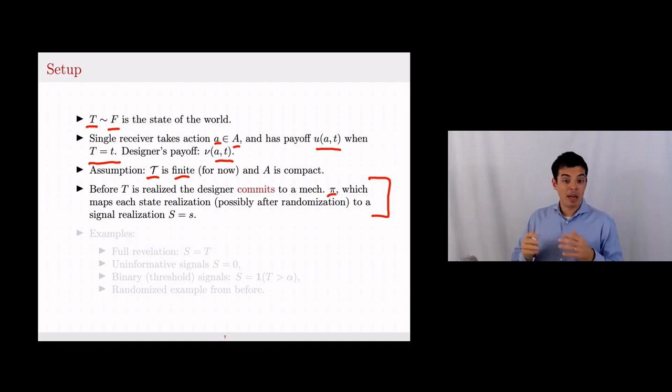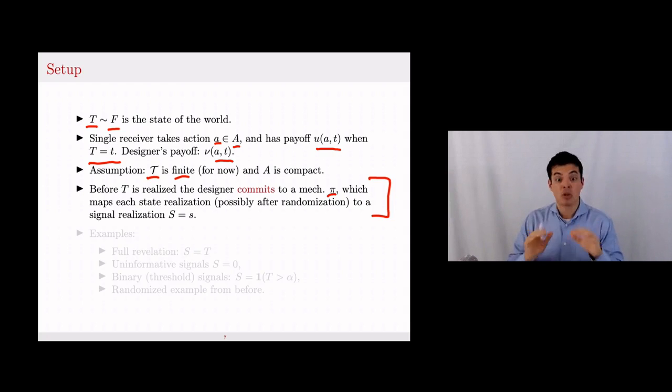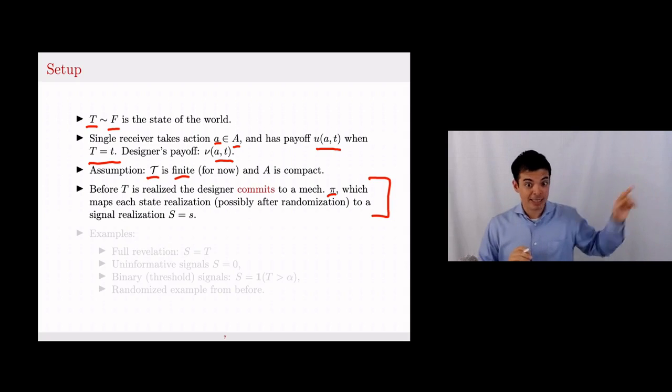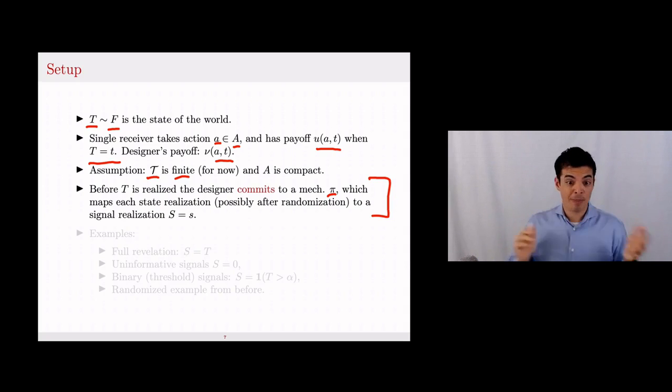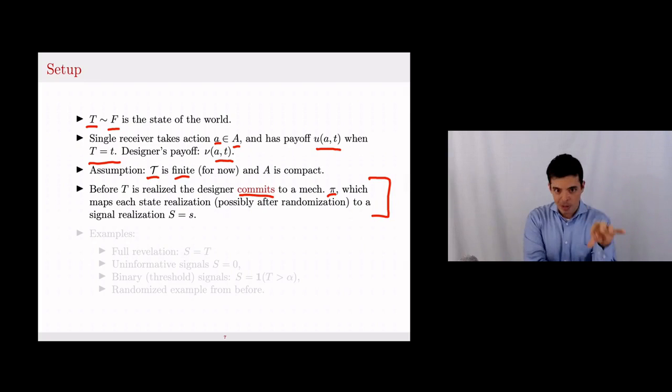And you can also say that if the state realization is something, I'm going to randomly pick one of these signals and send it to the receiver. That's also allowed. In fact, in the example that we discussed in the beginning, such a mechanism was the optimal mechanism. Now, here I highlighted the word commits, and this is important. There's an important commitment assumption here.